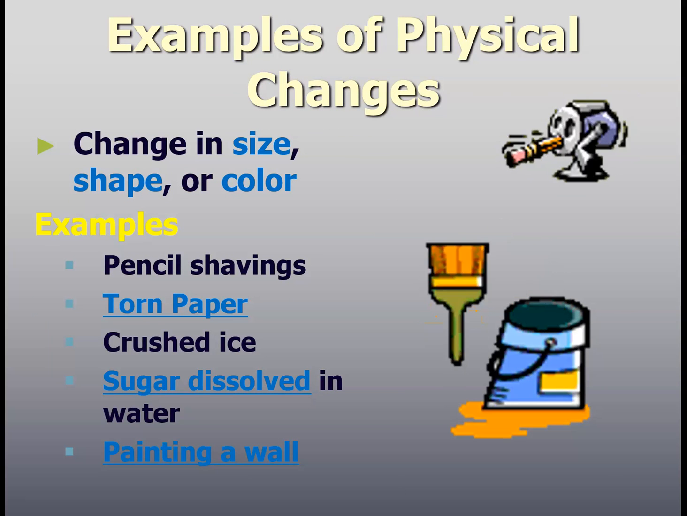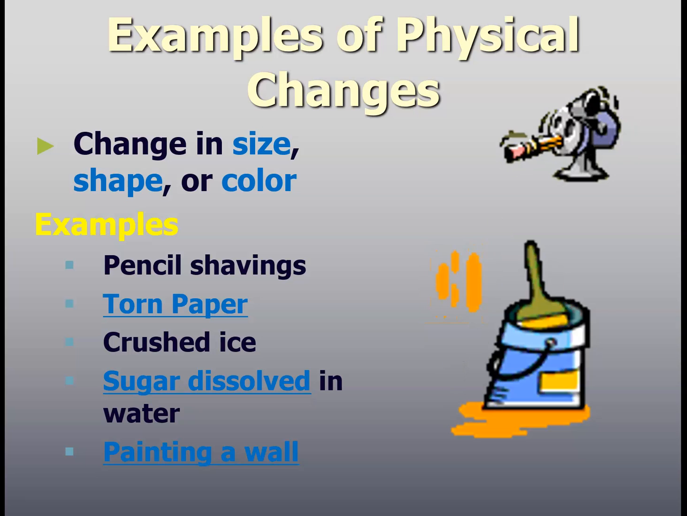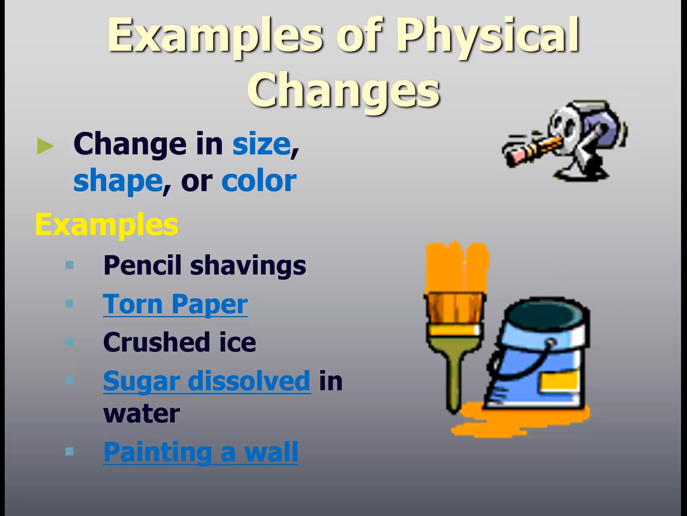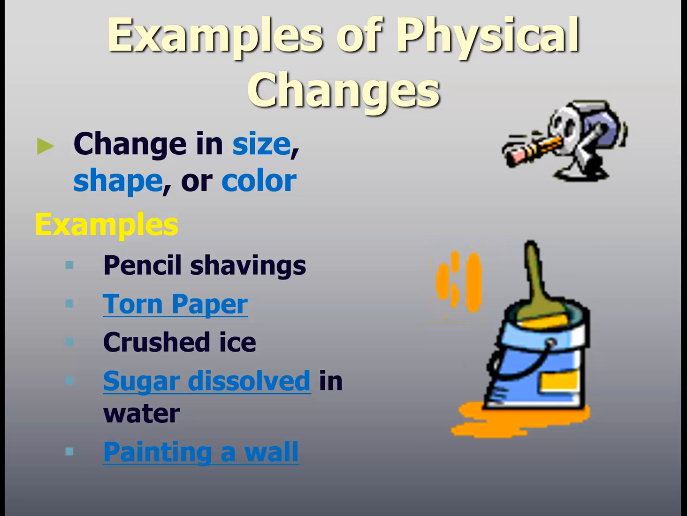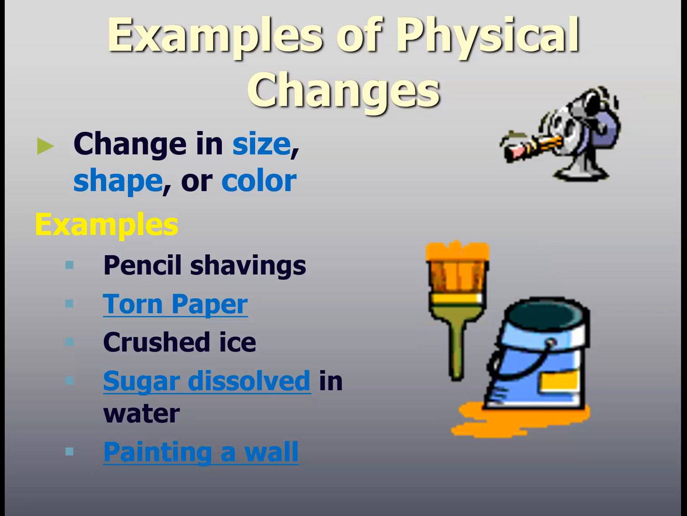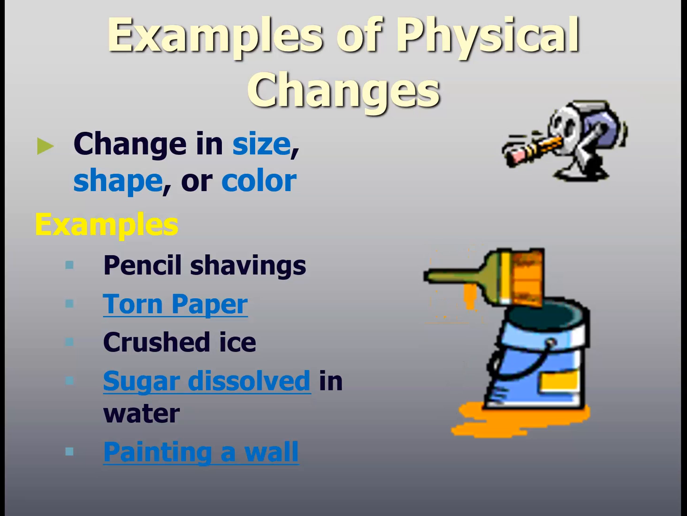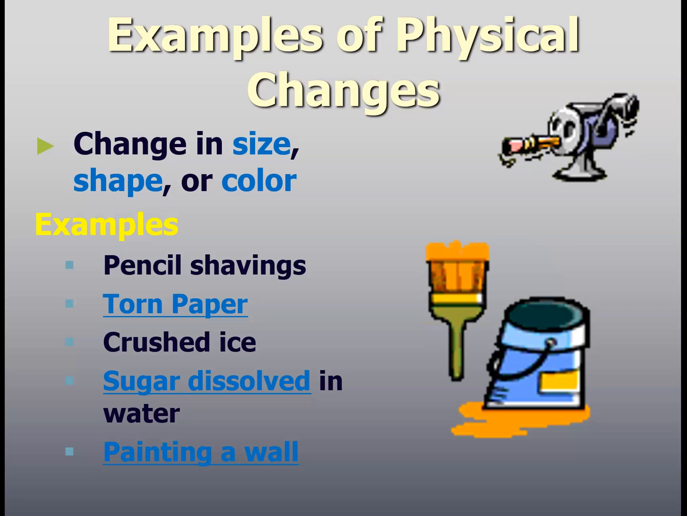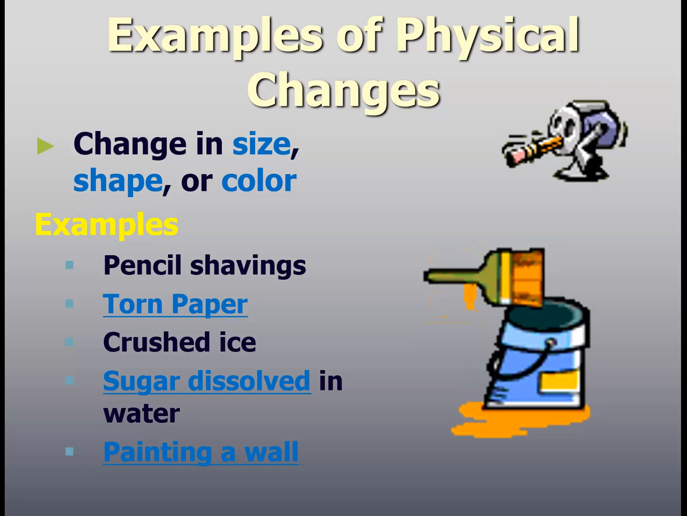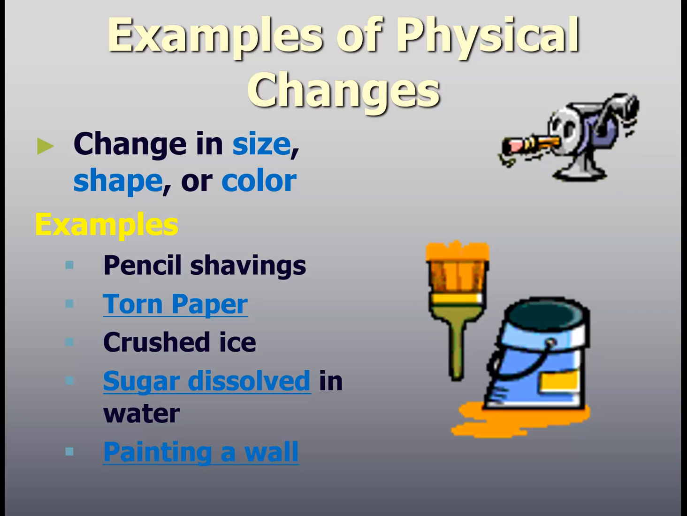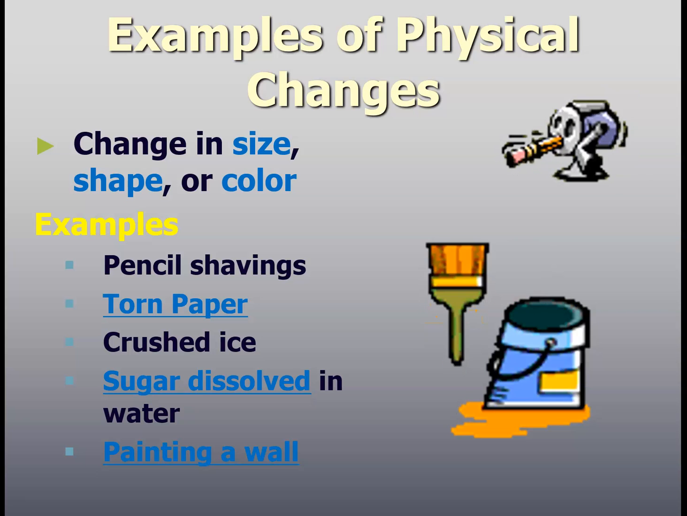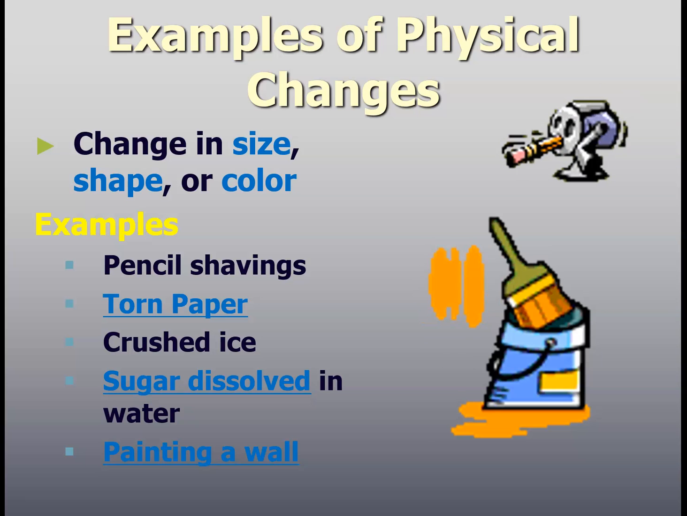So examples of physical change. It can be a change in your size, shape, or color. So examples are pencil shavings, torn paper, crushed ice, sugar dissolved in water, painting a wall. All of these are examples of physical change. Sugar dissolving in water, if we were to evaporate all of the water, we would still have sugar crystals at the bottom of the glass. That's why sugar being dissolved in water is still a physical change.